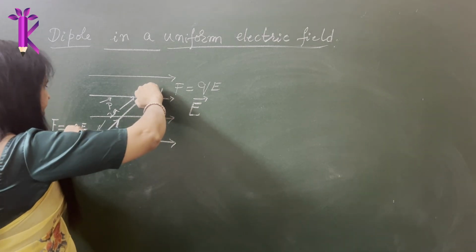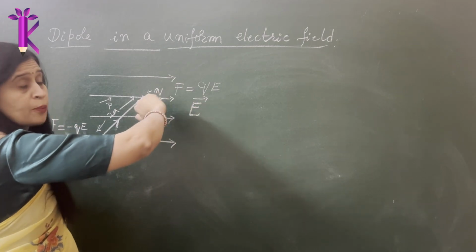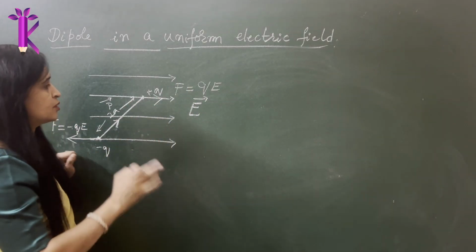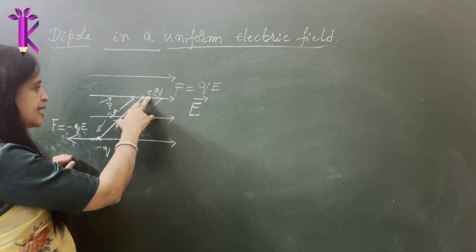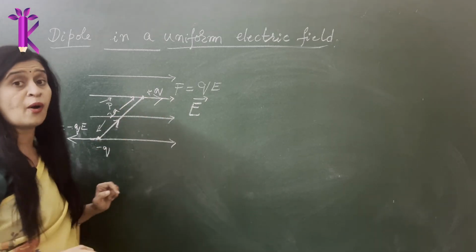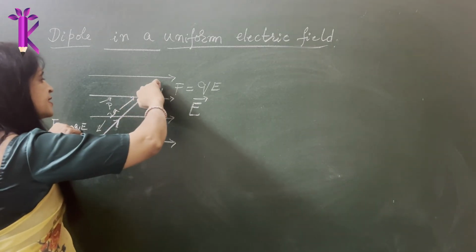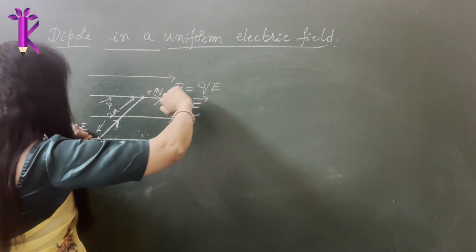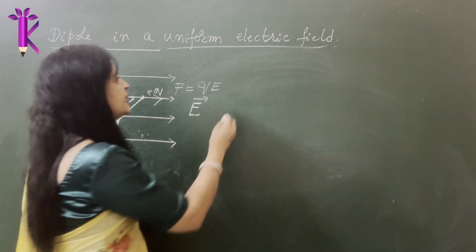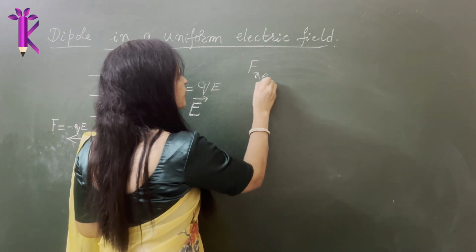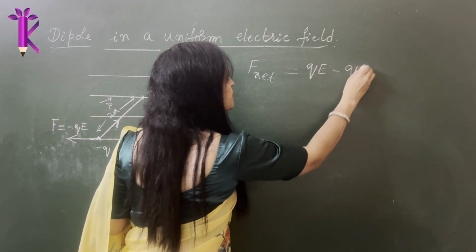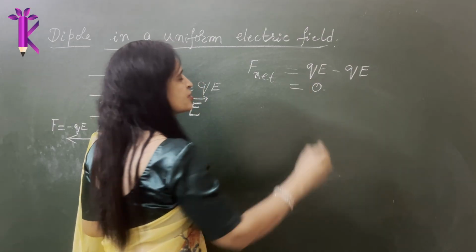Which means this dipole is being subjected to two equal and opposite forces. So somebody is pulling it in this direction and in this direction with equal strength. Why equal strength? Because the value of electric field is same at this point and also at this point. The magnitude of charges are also same at both the points, but the difference is in the direction. One is being pulled towards the right, and one towards the left. So therefore, what will be the net force? The net force on the dipole is 0. How is it 0? Because one is plus q, another is minus q. So therefore, the net force on the dipole is 0.